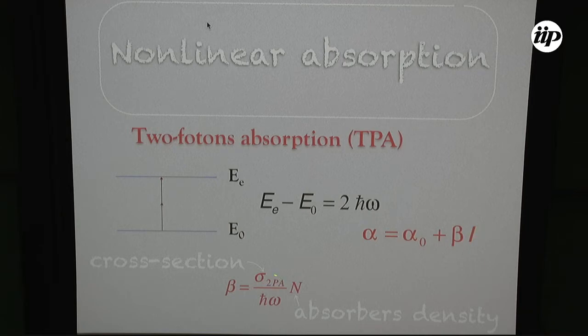And this is the cross-section of the two-photon absorption, which essentially depends on the number of absorbers that you have in your sample. So if you know this number here, and you know the photon you are shining on your sample, if you measure beta, you can have a very good measurement of the cross-section of the two-photon absorption.